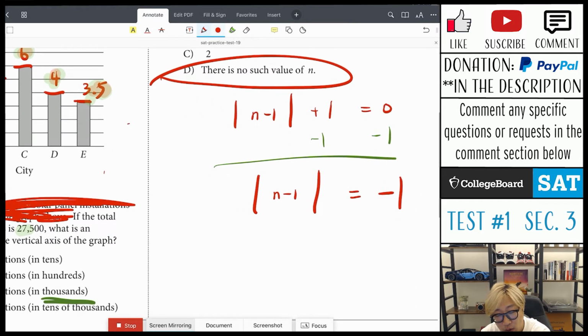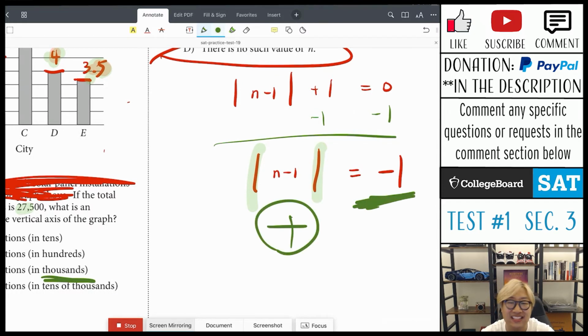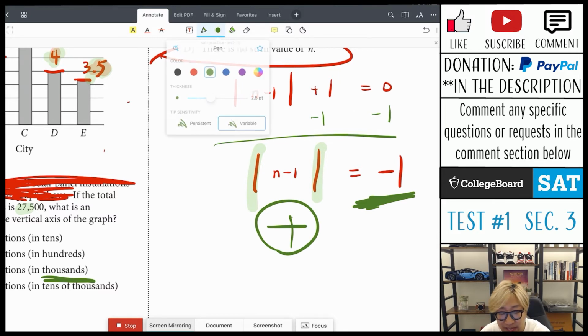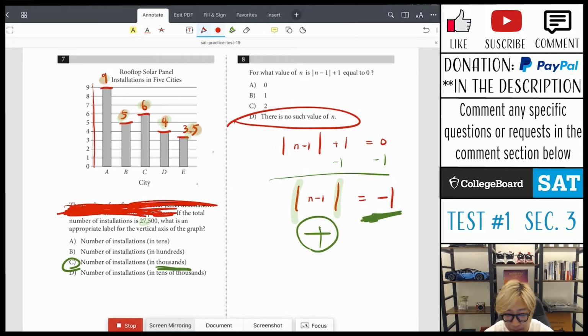Check this out. What does that absolute value do? It turns anything and everything into positive. So how could anything positive equal -1? That doesn't make any sense. You cannot get a negative number when you take the absolute value of something. So that's why there's no such value of n that makes that equal.